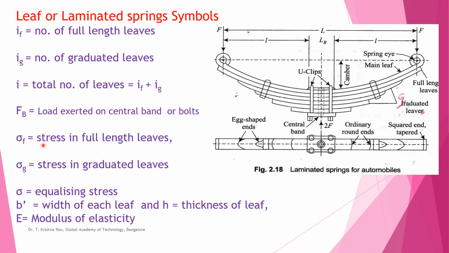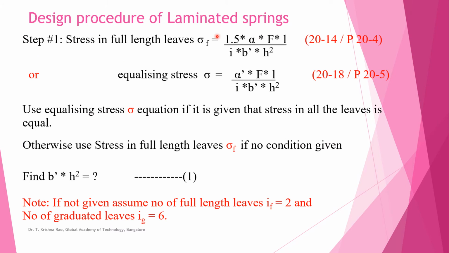So in a problem, you should be careful to select the equation for sigma F or sigma G depending on the condition given. The design procedure has 4 steps, very simple. One is the stress equation. I told you we should use either the sigma F equation. Stress in full length leaves is 1.5 alpha FL by I B dash H square. This is given on page number 20-4. Equation 20.14 is the last equation on the data handbook page.